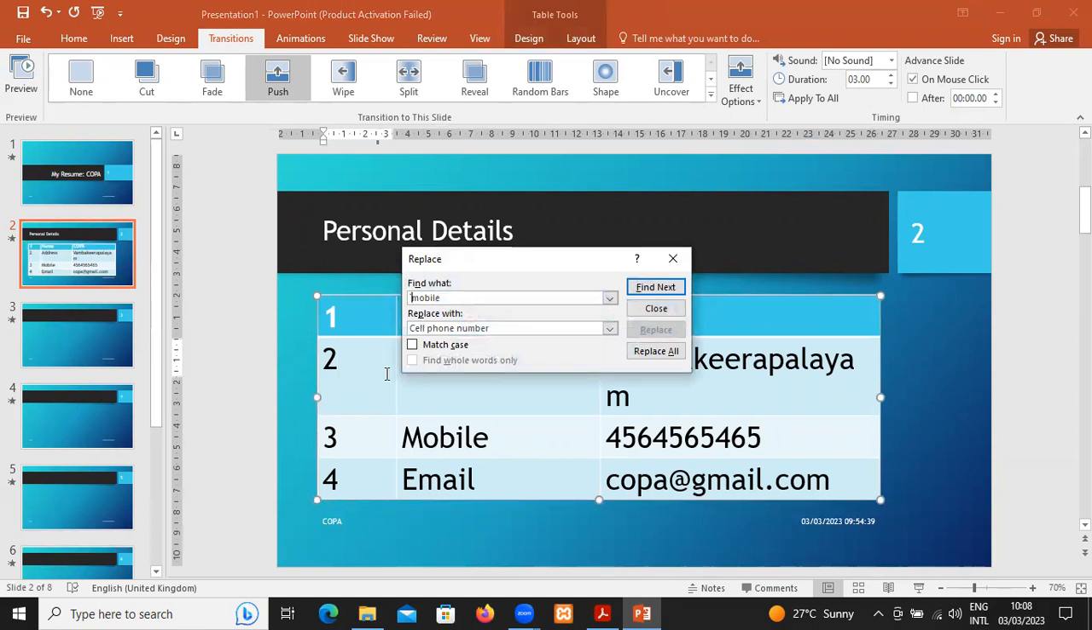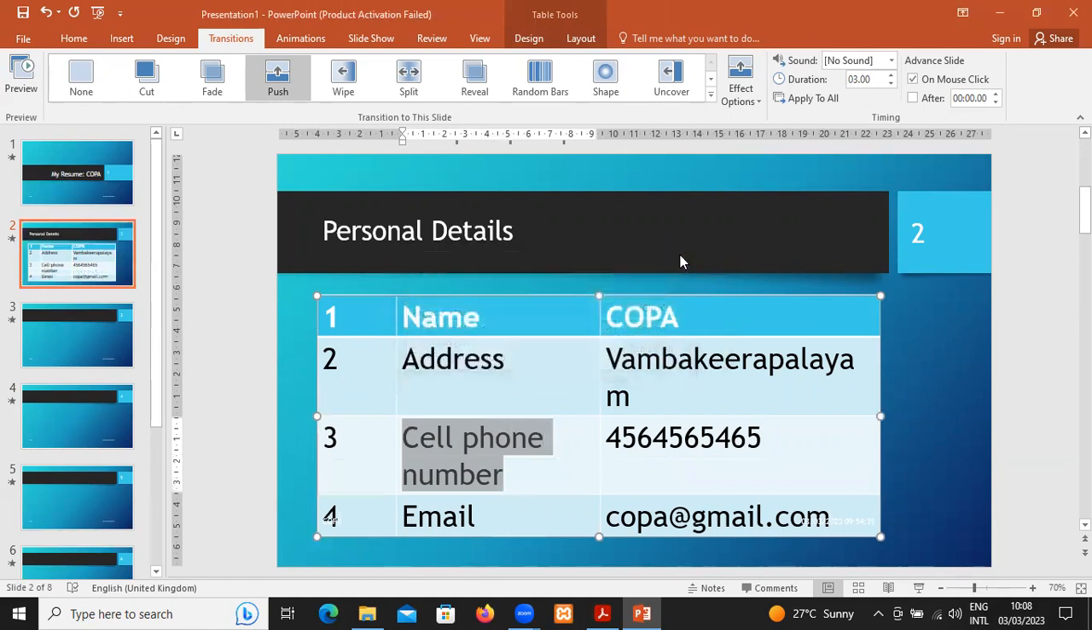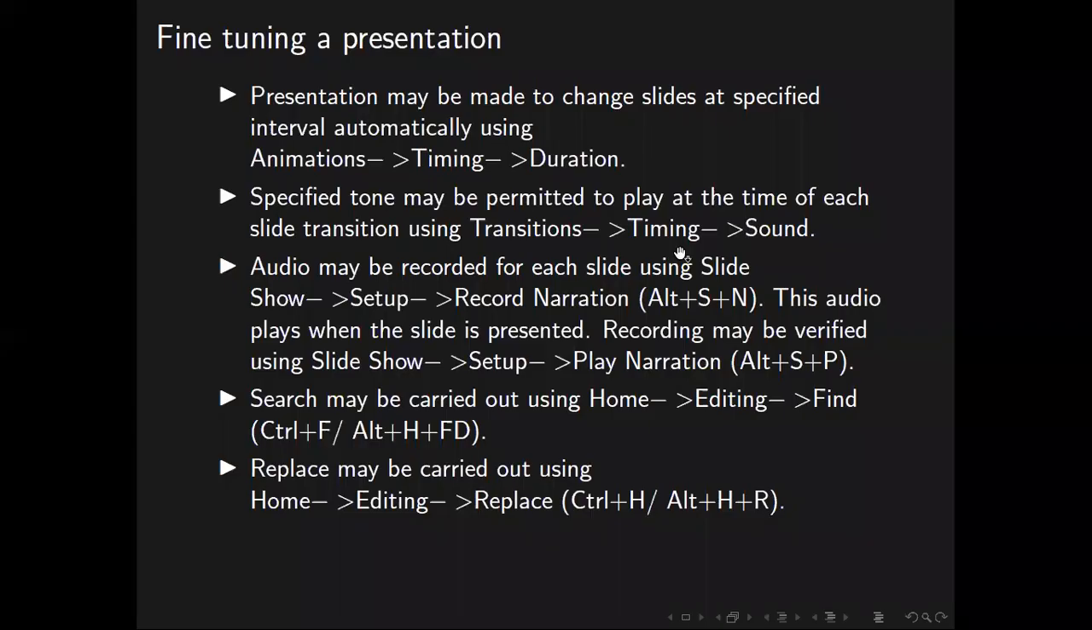Oh, sorry, there is one mistake. Some key had been pressed. Now I replace. I may replace everything. Cell phone number. Okay. You may find and replace anything using Control F and Control H. These are the normal shortcuts for any program in MS Office, including Notepad and WordPad. Replace is Control H.